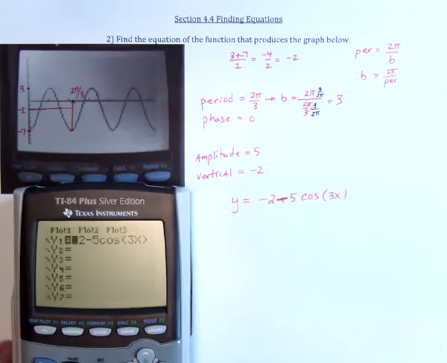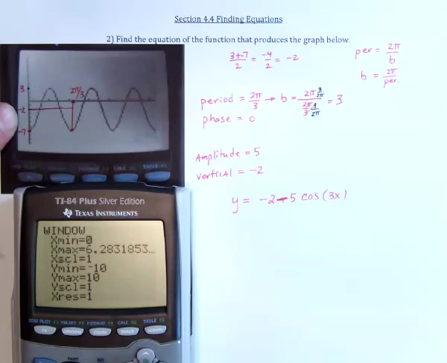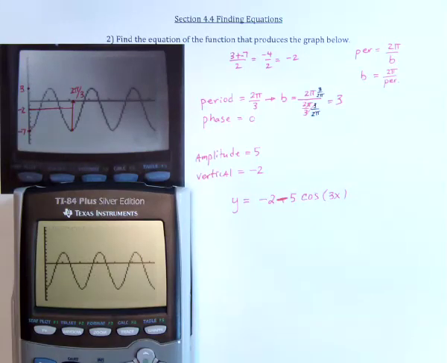And then check out the graph. Negative 2, subtract 5 cosine of 3x, and then have the window look the same as this. So that has x going from 0 to 2 pi, and y from negative 10 to 10. And then take a look at the graph, and sure enough, that's it.